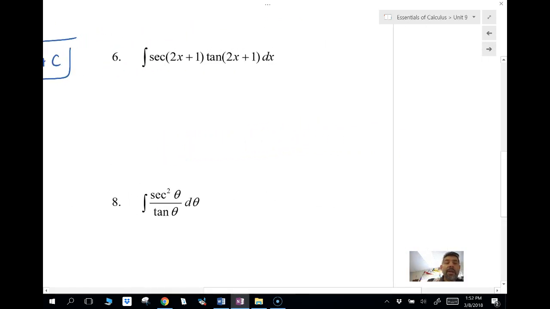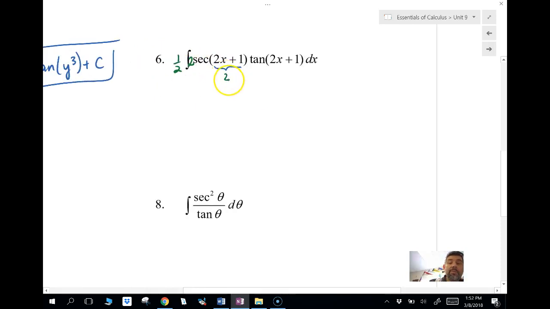Pretty straightforward. All right, secant tangent. So what derivative gives me secant tangent? Secant. And there's something inside, so I need to deal with that. It looks like I'm going to do a reverse chain rule. The derivative of that is 2, so that means I need a 2 right here and a 1/2 outside. Whatever this derivative is, that's what I need as my hook. So I'm going to have 1/2. What derivative gives me secant tangent? That's secant. So the antiderivative of secant tangent is secant of 2x plus 1 plus c.